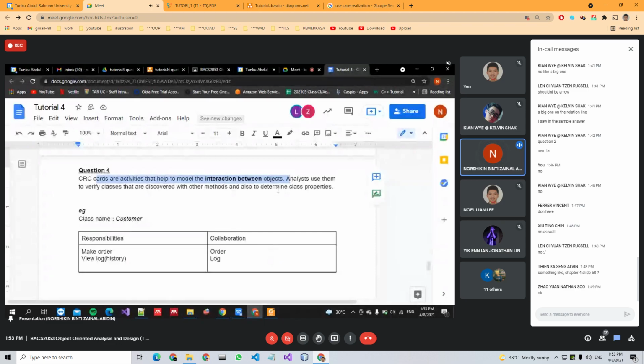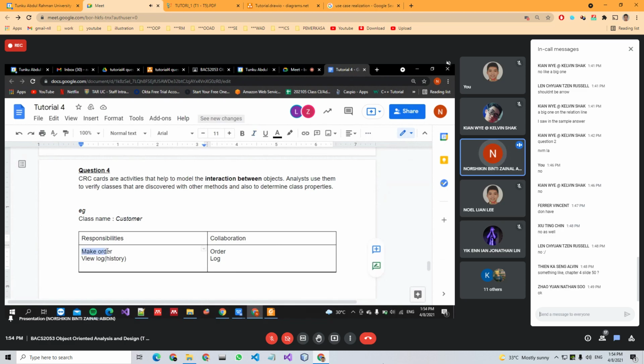Sorry. What I'm trying to do is this: here is my entity. I use customer as my entity. So in my entity, I can do this. This is what I can do, this is the operation. Collaboration is another class or another entity that relates to this one. What I'm trying to do is this responsibility and collaboration. Collaboration is any entity or object or class that relates to this entity.